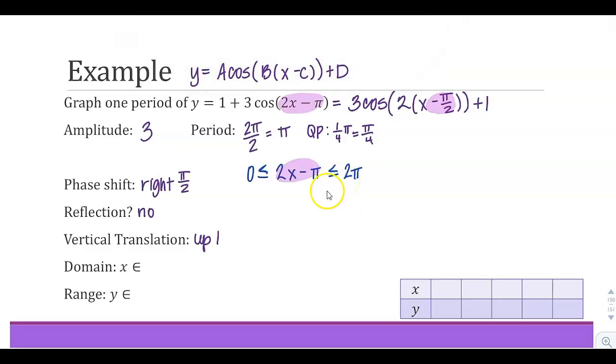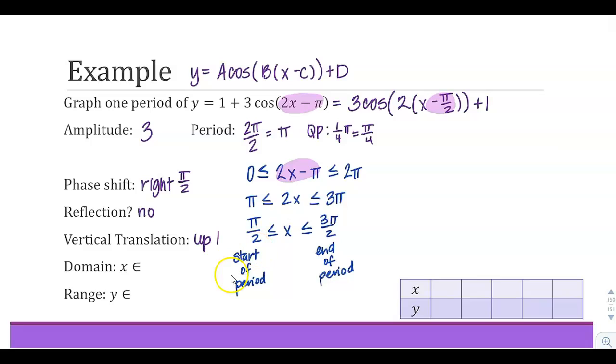So if I add pi to both sides, I'm going to get pi is less than or equal to 2x is less than or equal to 3 pi. And dividing each piece by 2, I get pi over 2 is less than or equal to x is less than or equal to 3 pi over 2. So what I just found was the starting value of my period and the ending value of my period.